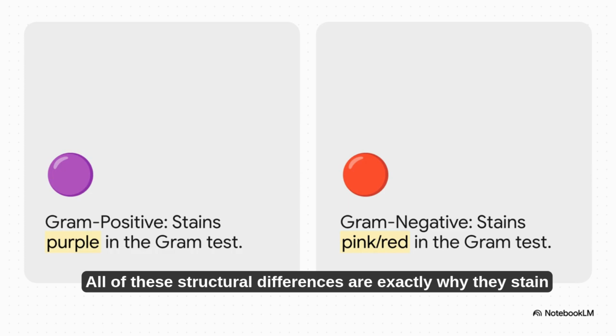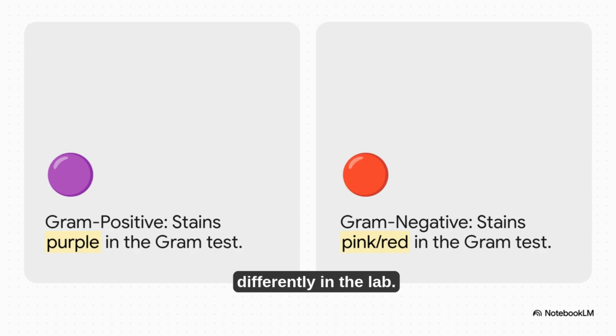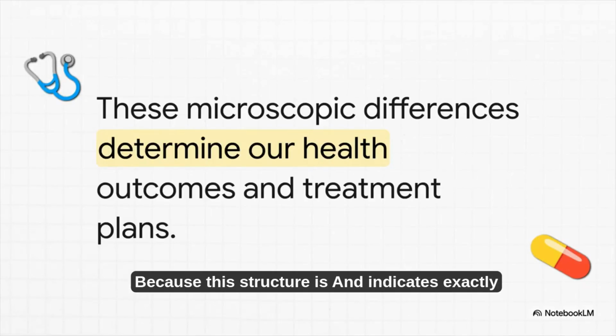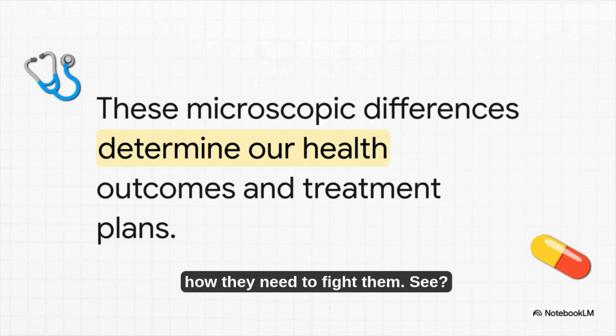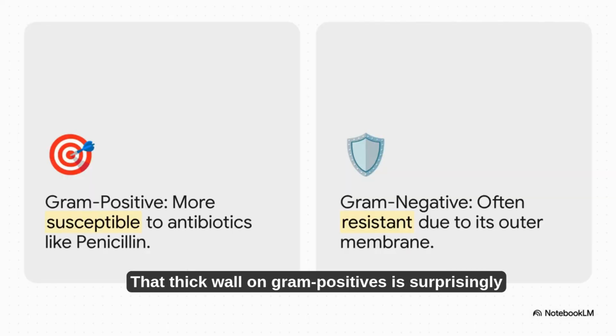All of these structural differences are exactly why they stain differently in the lab. Because this structure dictates exactly how we need to fight them. See? That thick wall on gram-positives is surprisingly vulnerable to antibiotics like penicillin. But that extra membrane on gram-negatives basically acts like a shield, blocking many drugs.